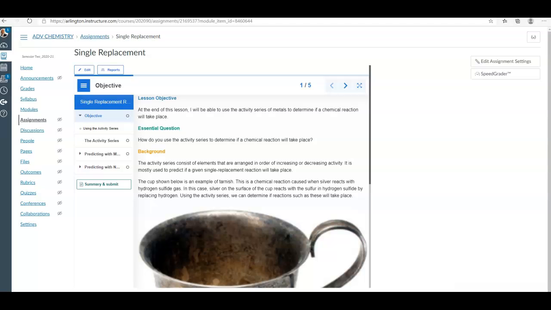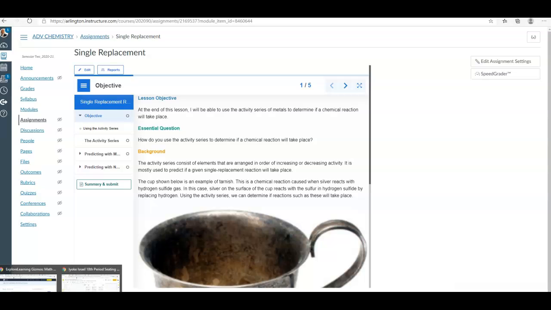Previously, we talked about 6 different types of reactions. We talked about synthesis reaction, decomposition reaction, single replacement reaction, combustion reaction, acid and base, as well as precipitation reactions. One of them was single replacement. We said single replacement is a redox reaction, which is an oxidation reduction reaction.